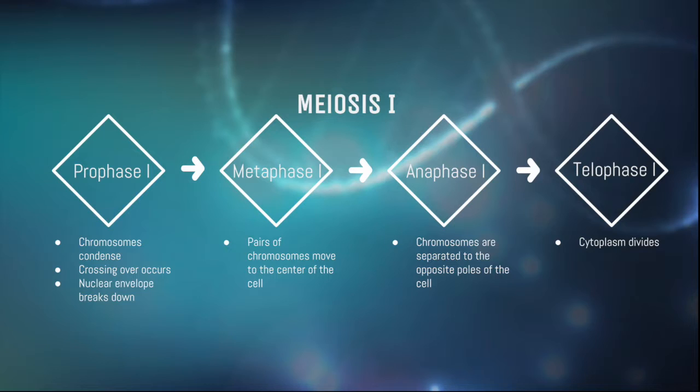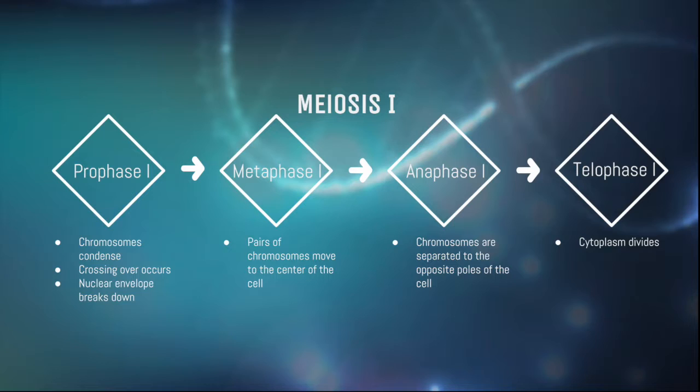These are the details of meiosis 1. In prophase 1, chromosomes condense, crossing over occurs, and the nuclear envelope breaks down. Crossing over is the swapping of genetic material between the chromosomes. In metaphase 1, paired up chromosomes line up in the center of the cell. In anaphase 1, homologous chromosomes are pulled to opposite poles of the cell.